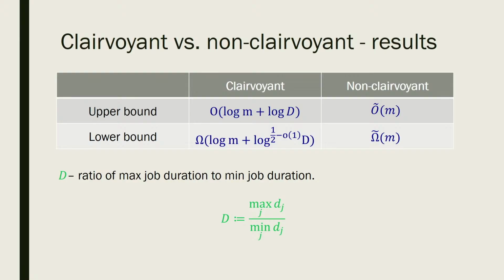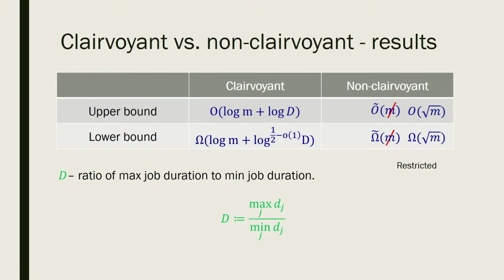It's square root of d, where the lower bound here is omega of m. By the way, for restricted assignment, the m is replaced by square root of m, but still, in both versions, there is an exponential gap between knowing the duration and not knowing the duration.